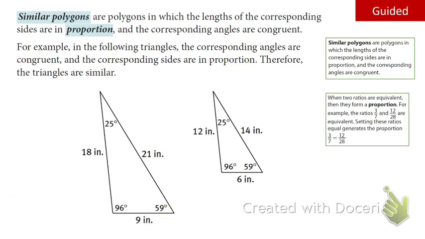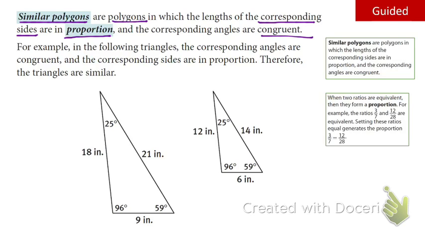Similar polygons are polygons in which lengths of corresponding sides are in proportion, and the corresponding angles are congruent. There are some vocabulary words here that we should know about. We should know what a similar polygon is, what a polygon is, what corresponding sides are, what proportion is, and what the word congruent is. Now, these words are already in your vocabulary list, so please take a look at your vocabulary list. But we are going to key in on 2 of these.